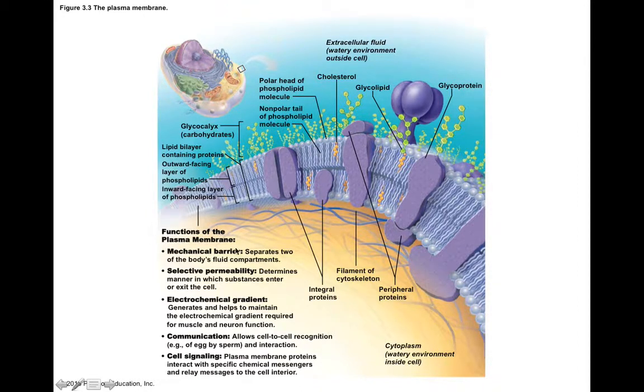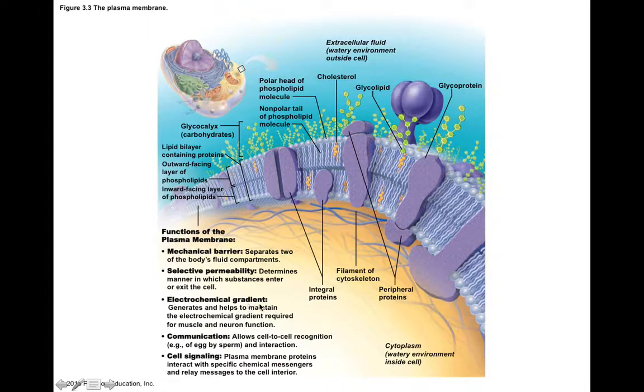So in terms of just general functions of the plasma membrane, first of all, it serves as a mechanical barrier. That makes sense, because mechanically it separates the two fluid environments of a cell, extracellular and intracellular environments. Secondly, it plays a role in selective permeability, so it actually aids in the transportation of certain molecules across the membrane, but it's selective in the sense that it allows some things to cross and other things not to cross.